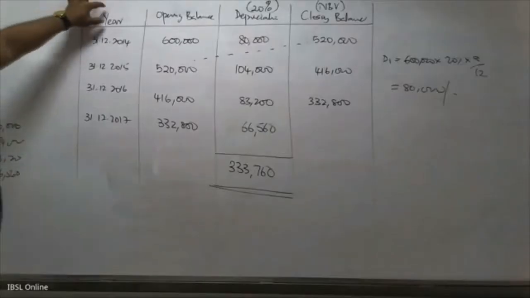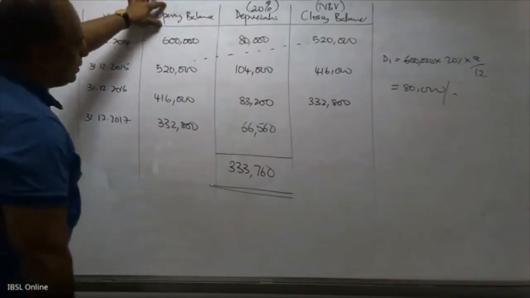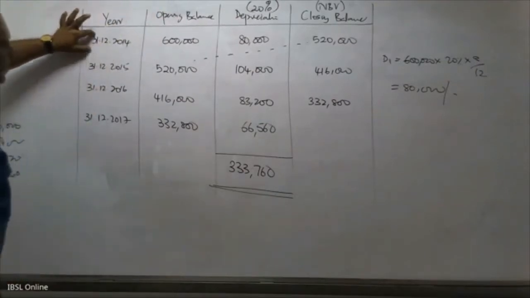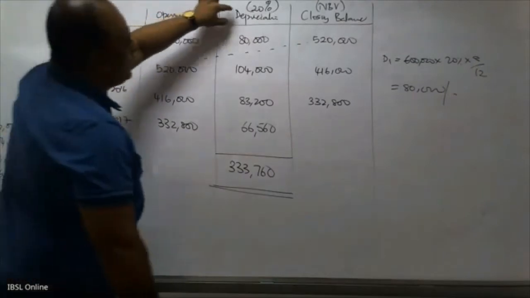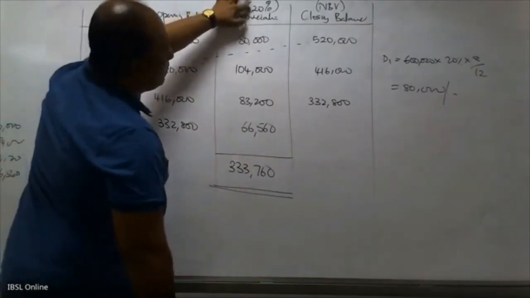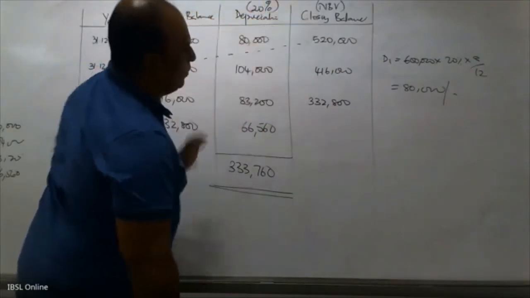Excuse me, the board is not that clear. If you can just read what you have written in each and every column, sir. So what I say here is year. This will be the opening balance. Opening balance means at the beginning of the year, what will be the balance? Here I said depreciation to be calculated 20%. And this is the closing balance, which is the net book value.